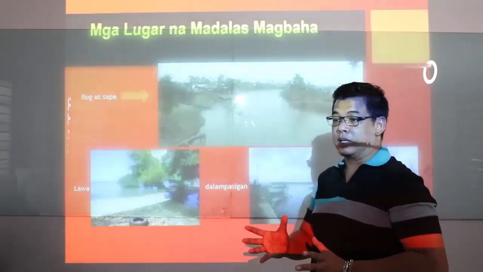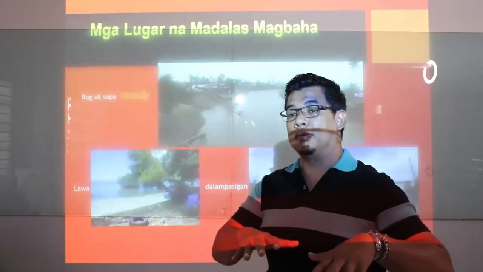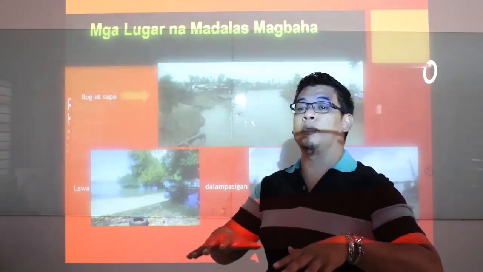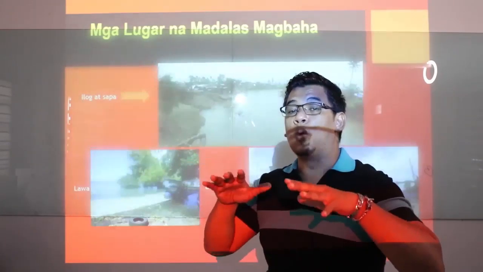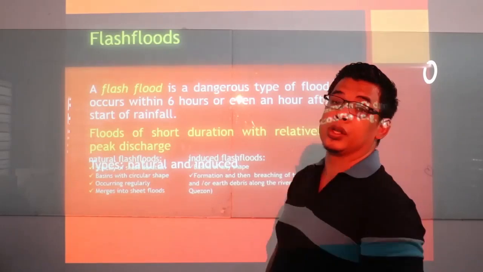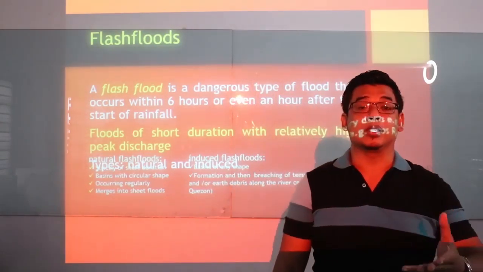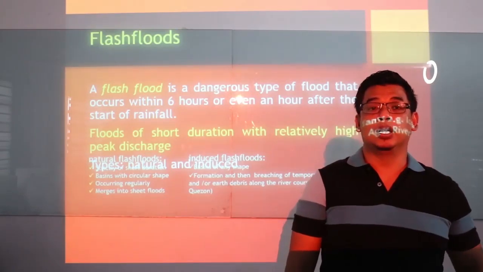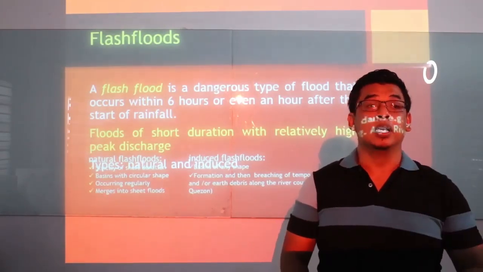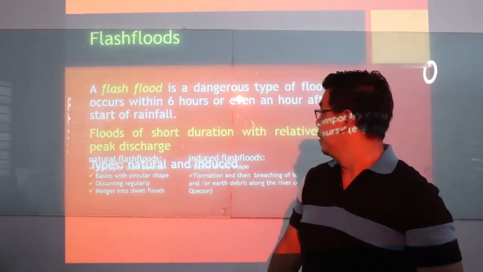So, where can we find flood? Number one, this is what we call a catch basin, wherein it is a low elevation plain where the water is contained. Flash flood. During rainy seasons or typhoon season, flash flood may occur because of the accumulation of water and the force of the wind, forcing the water to come out.